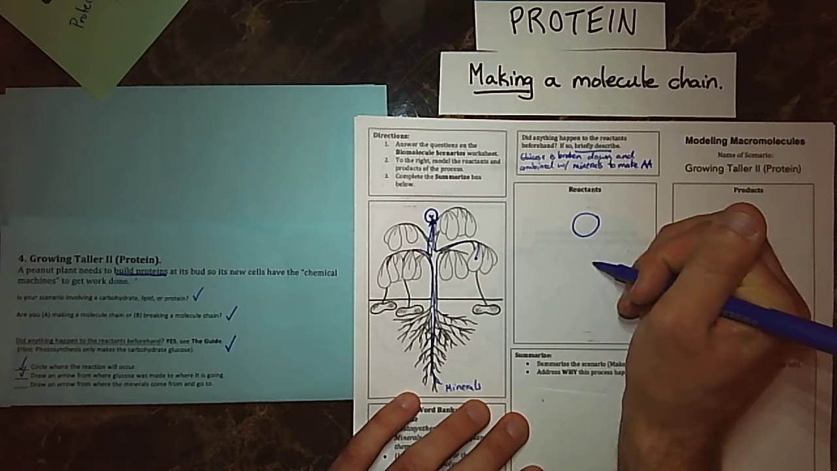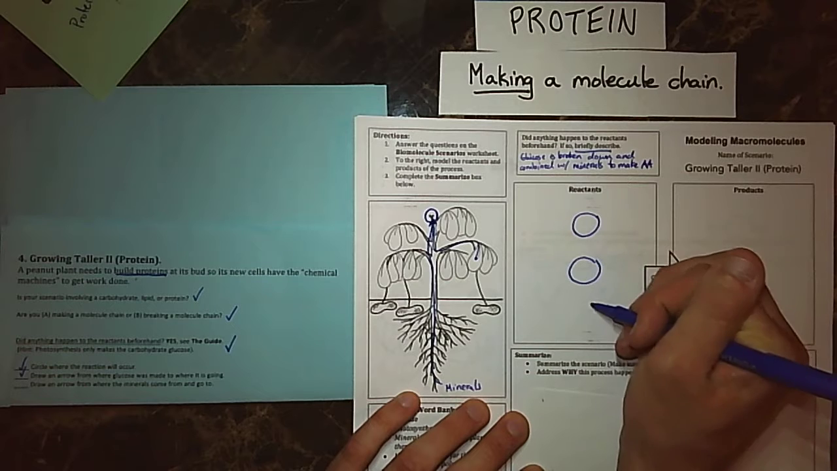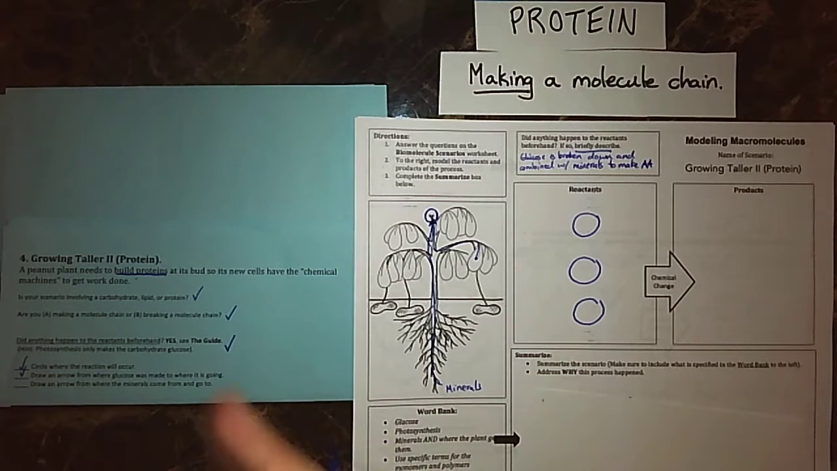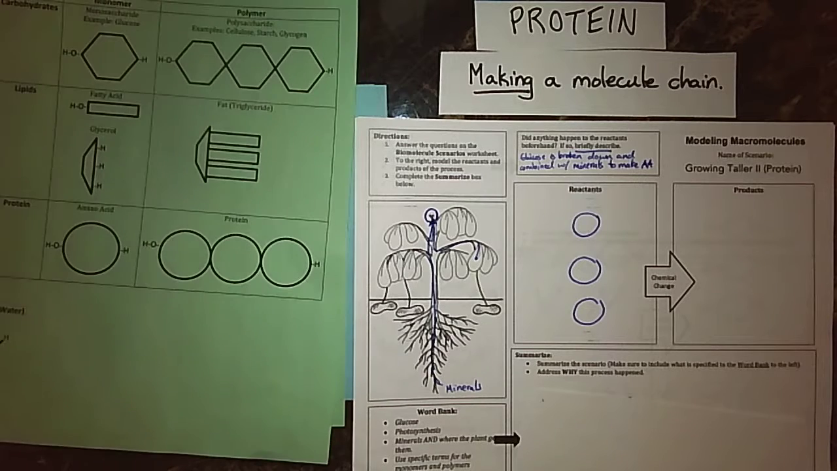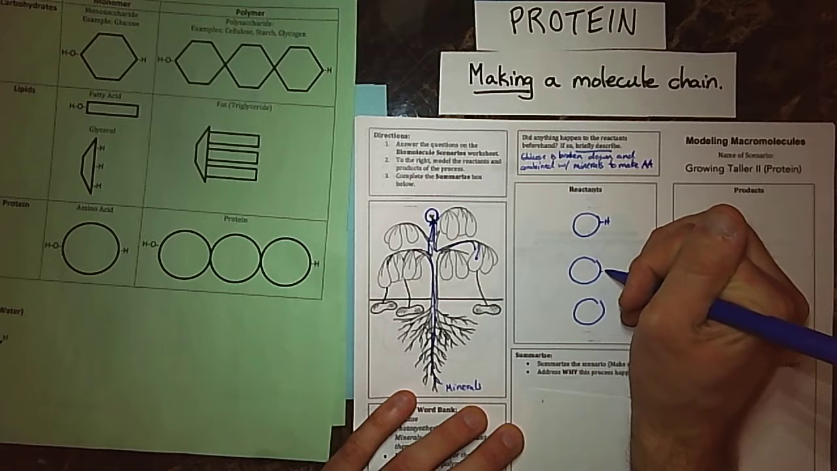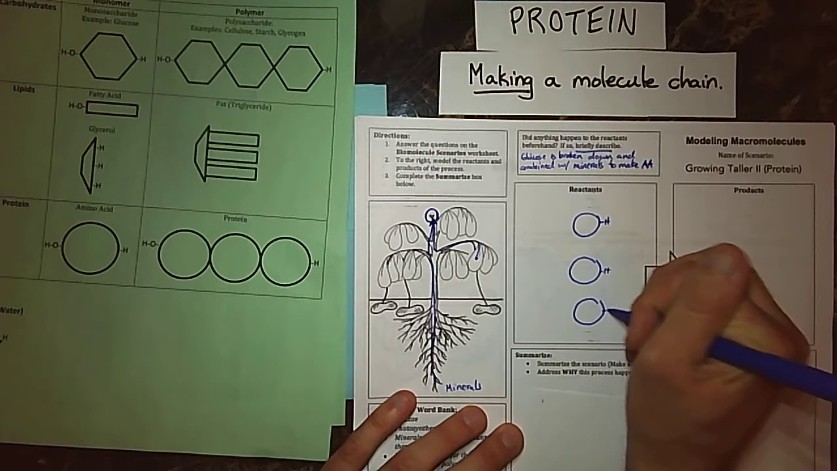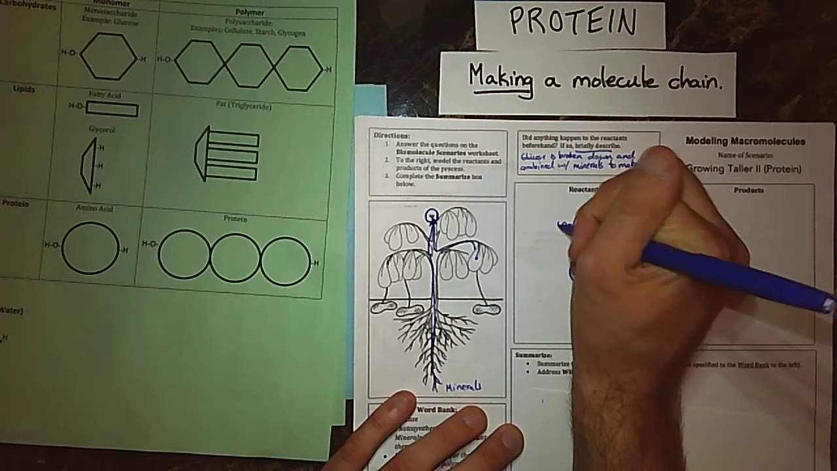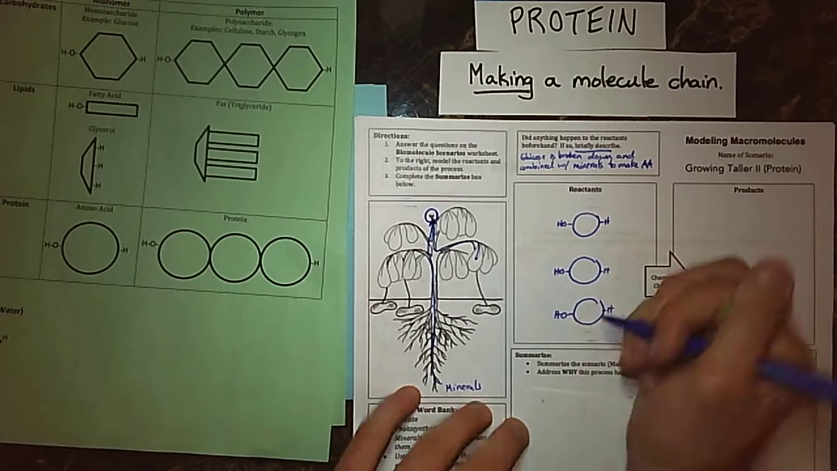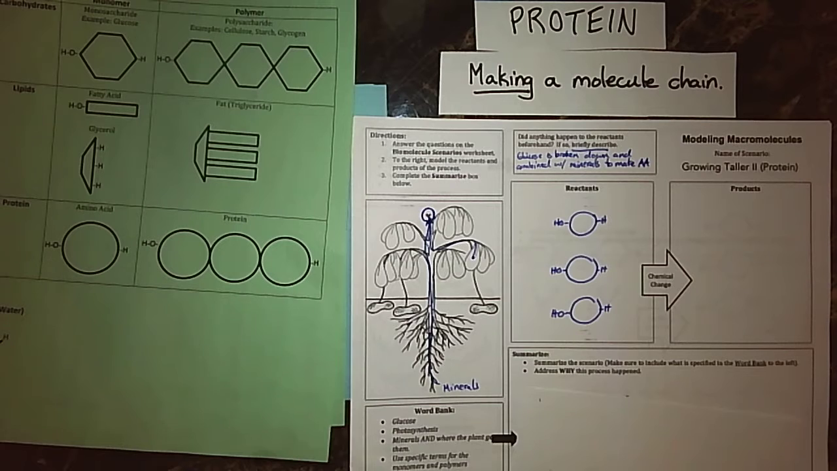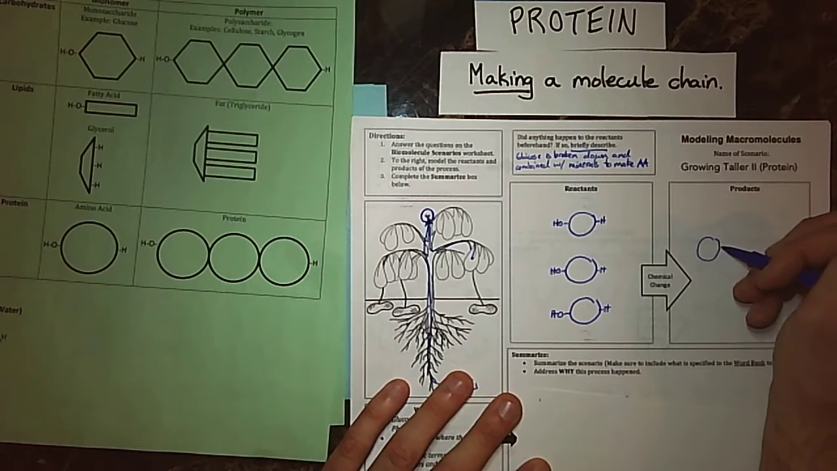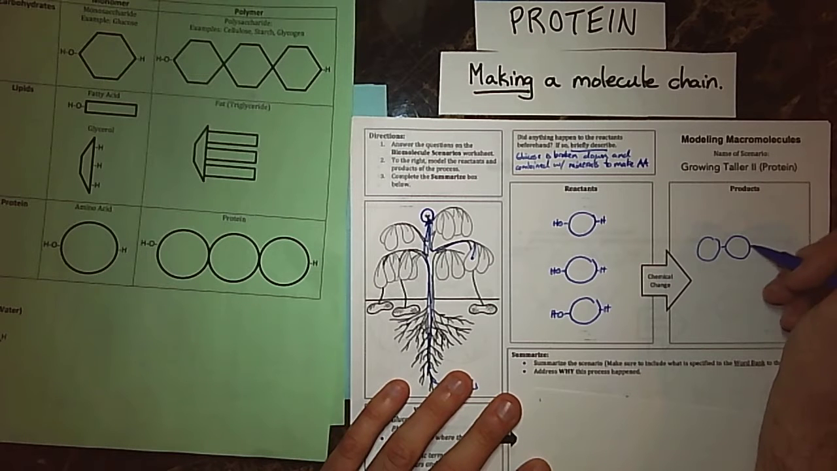So I'm going to start off by drawing 3 monomers, 3 amino acids in this case. And to help me out, I'm going to reference my modeling sheet right here. And it looks like I also have these hydrogen atoms at the end of my amino acids, along with my OH groups. And then if I'm building a protein molecule, these molecules are going to combine to make a polymer, which is just a protein.